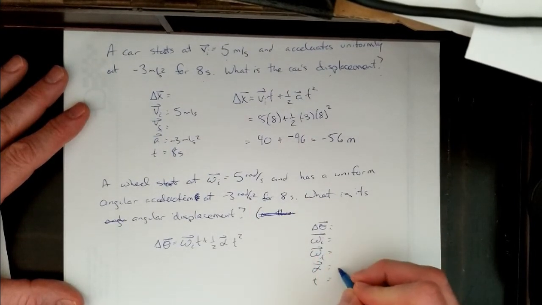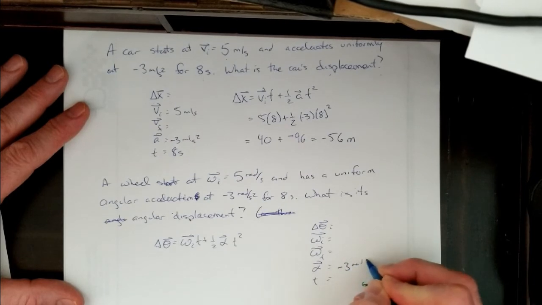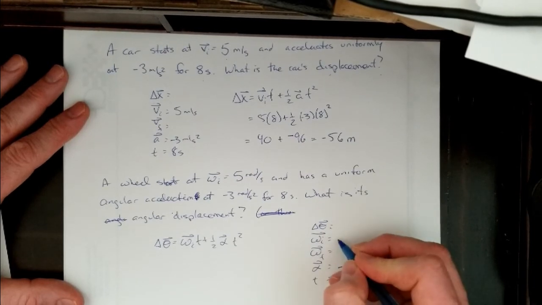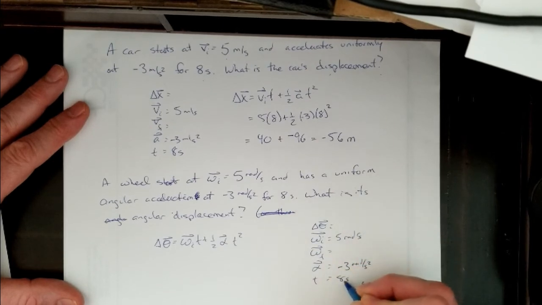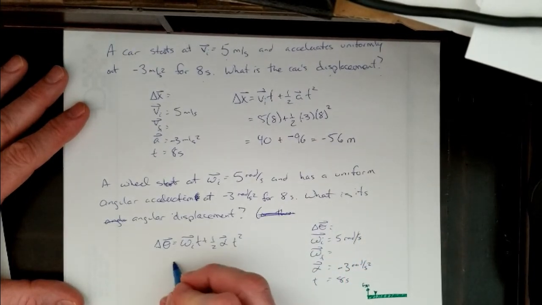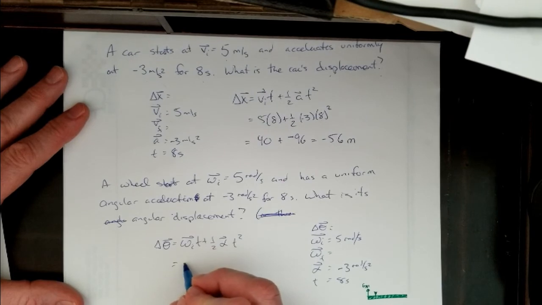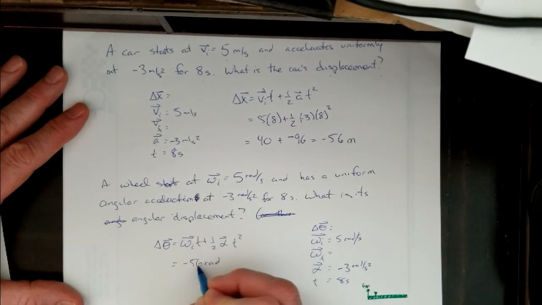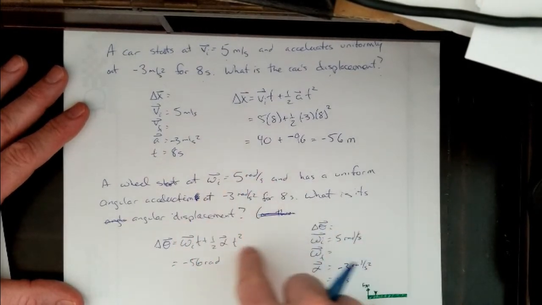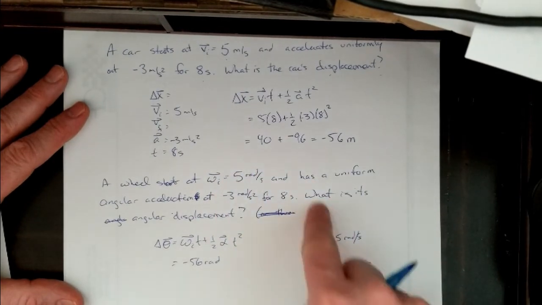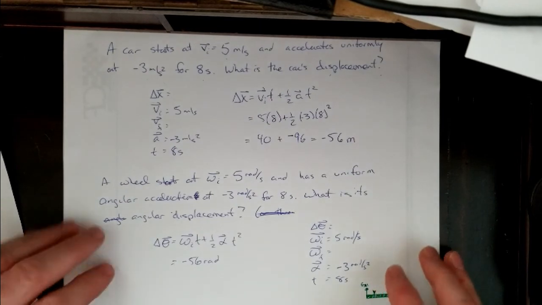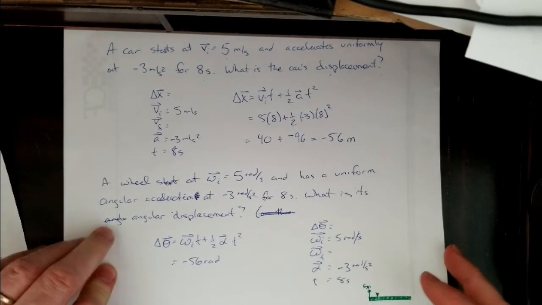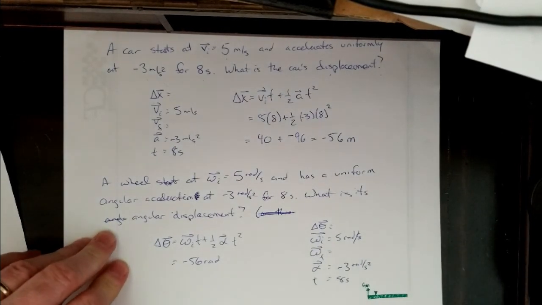And so we know that alpha is negative 3 radians per second squared, omega_i is 5 radians per second, and time is 8 seconds. Plug and chug, and we end up with negative 56 radians. So the thing is rotating in the positive direction, stops, and then starts rotating in the other direction. So that's the basics of that type of problem. And I think we will end that there.